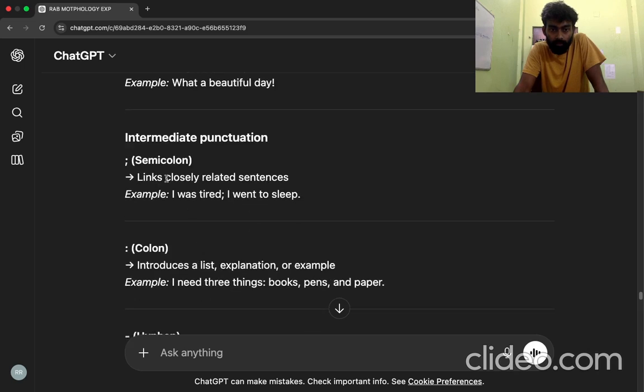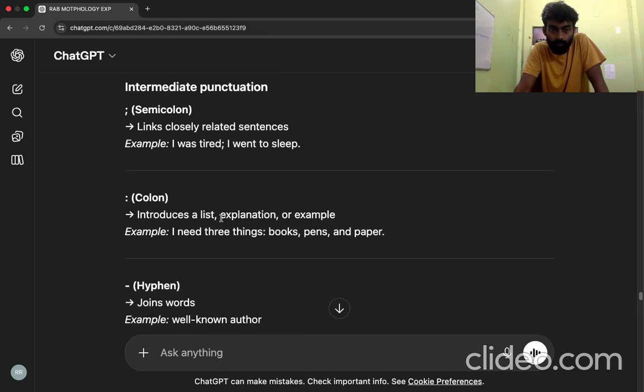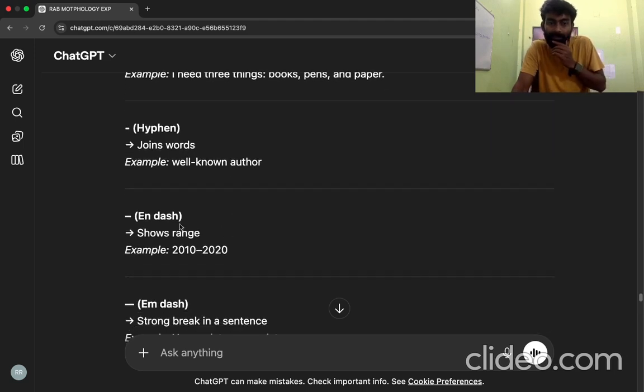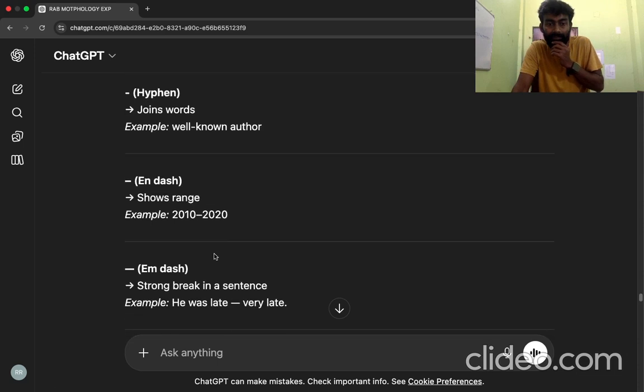Intermediate punctuation. Semicolon: links closely related sentences. Example: I was tired; I went to sleep. Colon: introduces a list or explanation. For example: I need three things: books, pens, and paper. Hyphen: joins words. Example: well-known author. En dash: shows range. Example: 2010–2020. Em dash: strong break in a sentence. Example: He was late—very late.